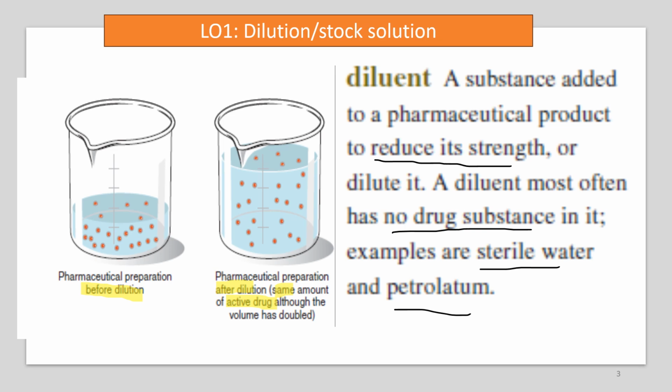By looking at this figure, this is the pharmaceutical preparation before the dilution. As you can see, the active ingredients are in the orange circle, and the diluent or water is in the blue color. When you add more of the diluent, you are adding the vehicle but not adding active ingredients. So after the dilution, the active pharmaceutical ingredient, or API, is still the same, but the volume of the mixture has been doubled.